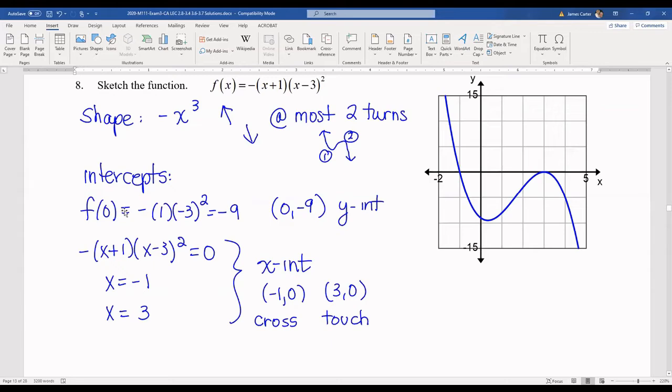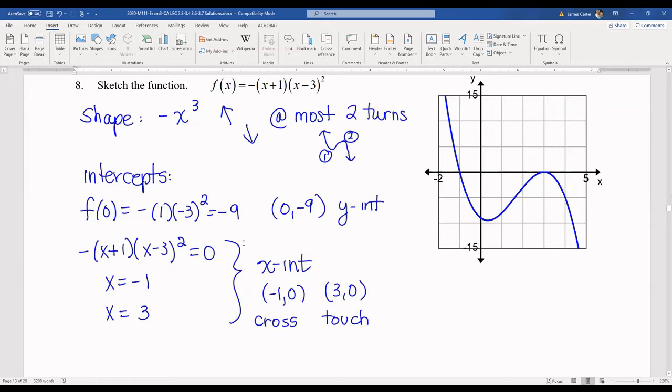So let's find the intercepts. First, let's find the y-intercept. Replace x with 0, you get 1. Replace x with 0, you get -3. You square the -3, times 1, times a negative, and that gives you -9. And so 0, -9, right here is your y-intercept.